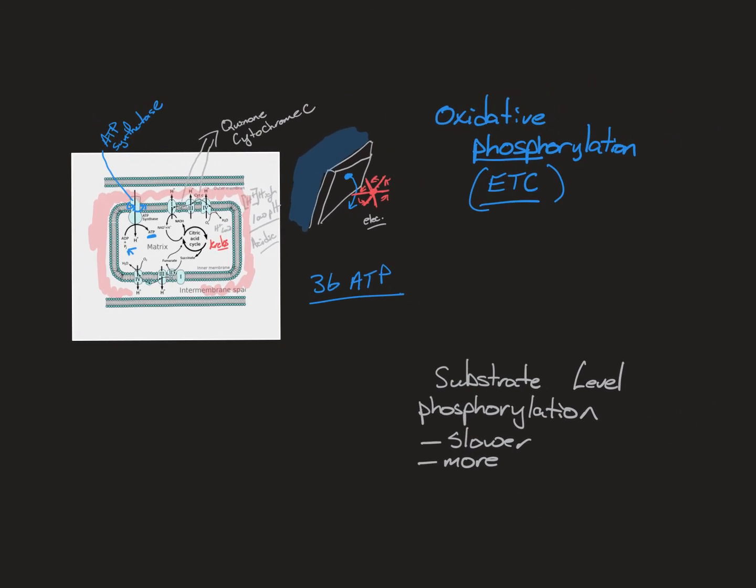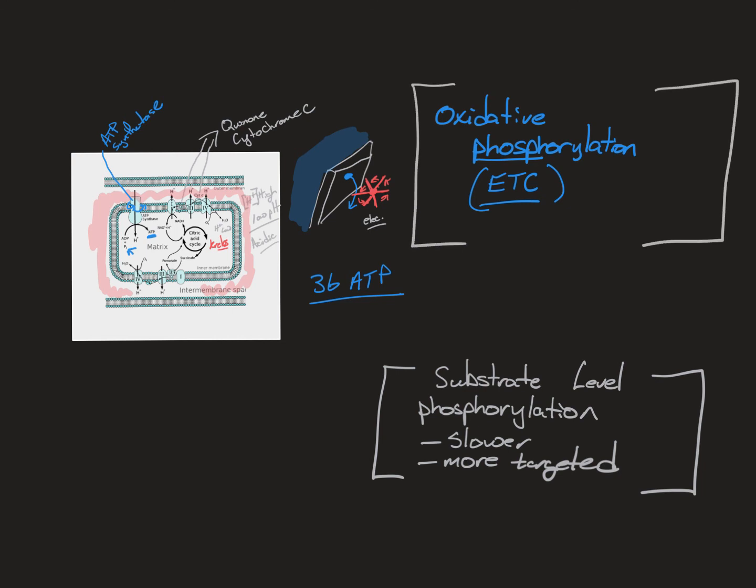Phosphorylation is slower, more targeted. It's slower but more targeted. Where the electron transport chain is like a factory, substrate level phosphorylation is like an artisan making a chair at a time, where oxidative phosphorylation is like a factory making hundreds of chairs in the same amount of time. So the relationship is there. They're both phosphorylating. They're both making ATP.